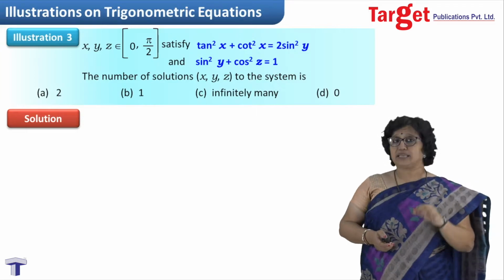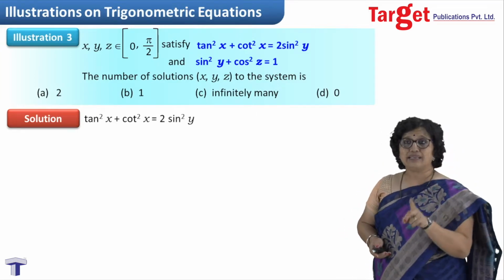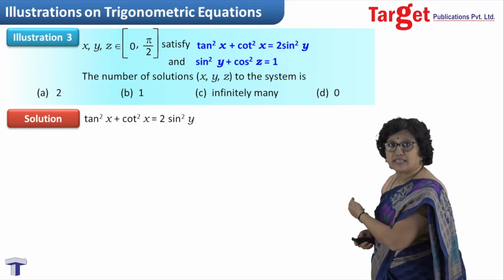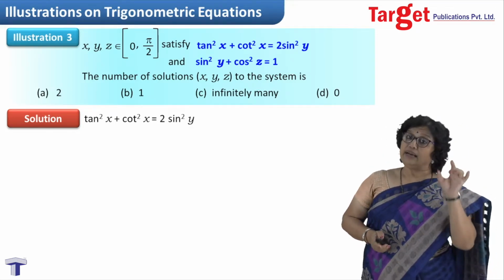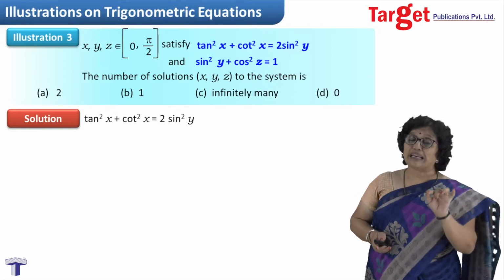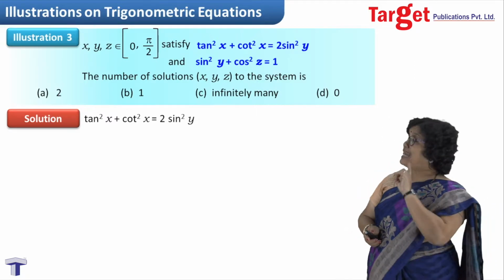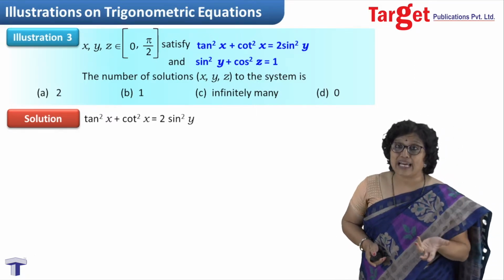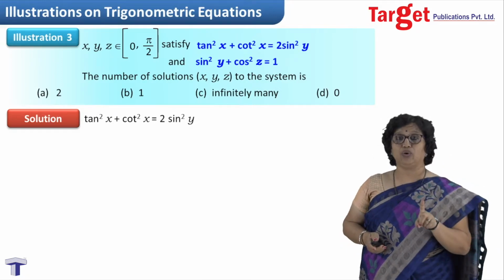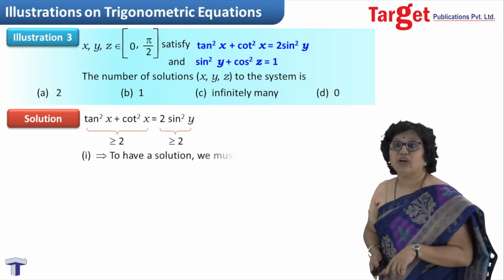Now understand this: if you read those equations carefully, you will realize that tan square x plus cot square x is of the form t plus 1 upon t, and we have already done that. T plus 1 upon t is greater than or equal to 2 for t greater than 0. And tan square x and cot square x are both positive quantities. So left hand side is greater than or equal to 2, and right hand side is less than or equal to 2.